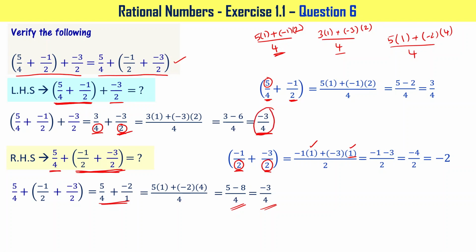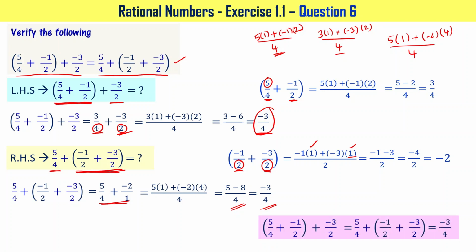So we can say that the given equation is verified. We can say that 5 by 4 plus minus half plus minus 3 by 2 is equal to 5 by 4 plus minus half plus minus 3 by 2, that is equal to minus 3 by 4.